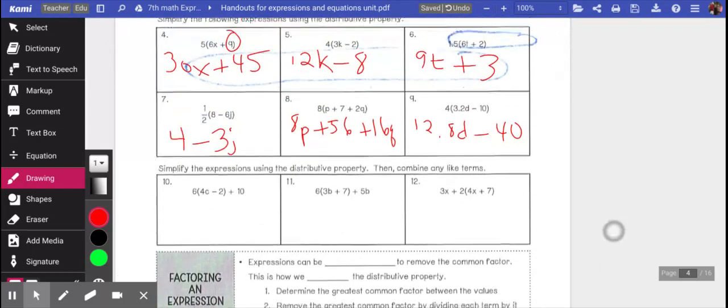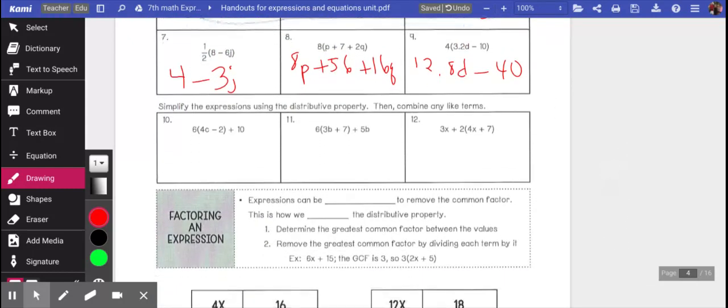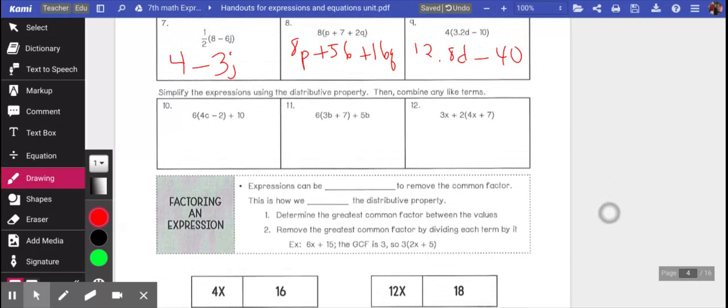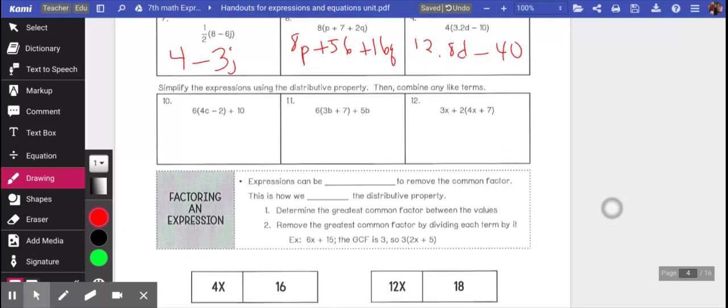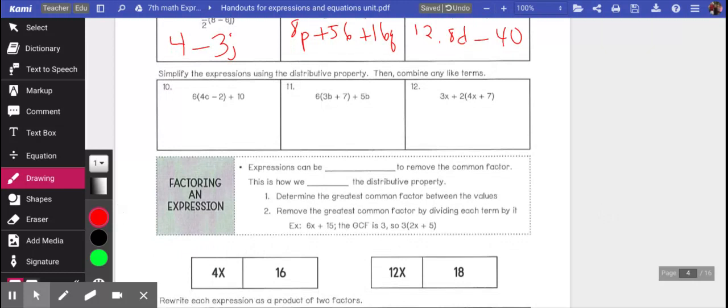Okay, and we'll practice lots of those, but the next step is then to have the distributive property mixed in with extra stuff. So on this one, you're going to do the distributive property first. So 6 times 4c is 24c. 6 times negative 2 is negative 12. And then if you notice, this plus 10 is all by itself. So we are not going to multiply by 6 because this 6 is only with those parentheses. It's only next to that.